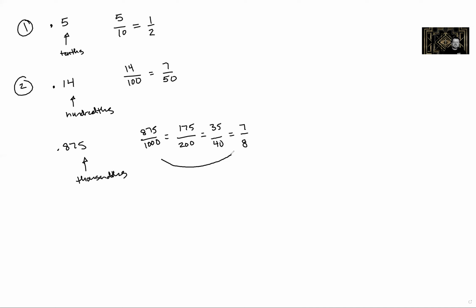So sometimes it's going to take you more than one step, unless you can see that, yes, both of those are multiples of 125. Otherwise, if you have to do it in more than one step by dividing by 5 a few times, that's fine too. Just keep simplifying until you can't simplify anymore.